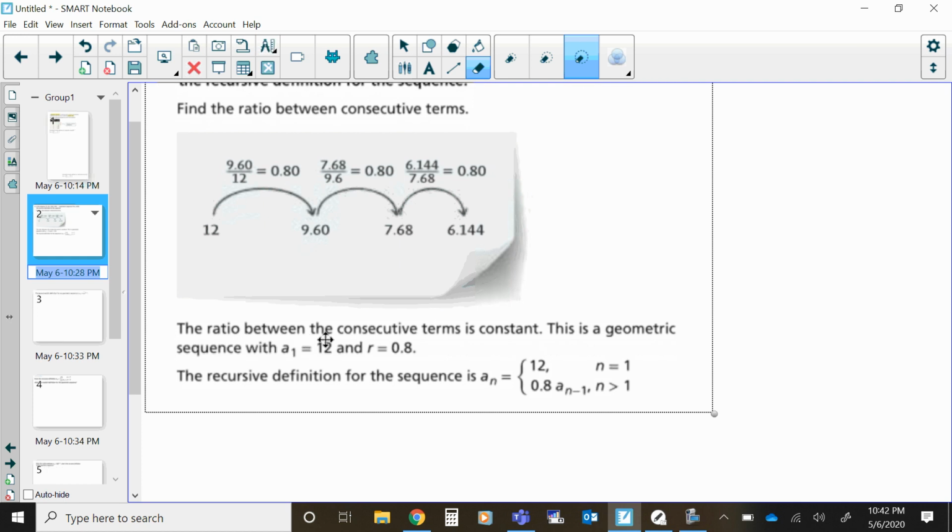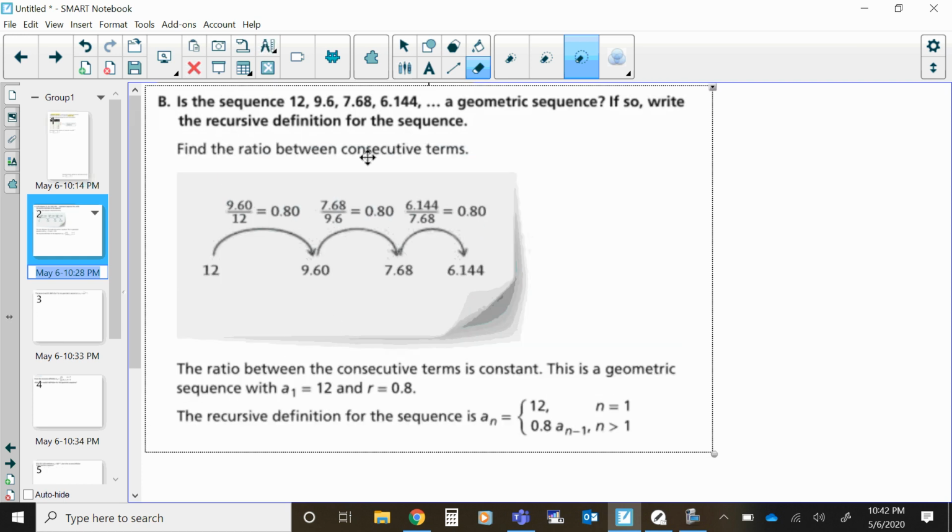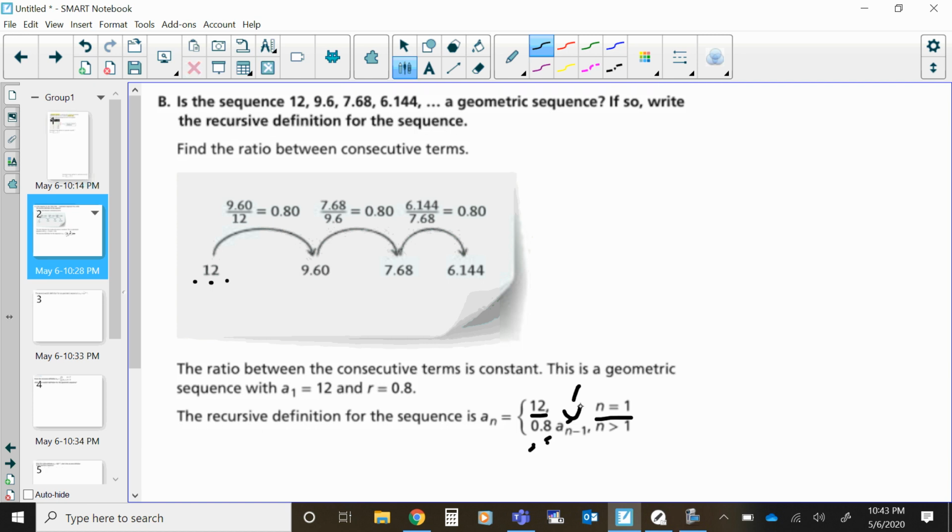Then some of the other questions they ask: find the ratio. The ratio would be that 0.8, and A1 would be 12. So your first term would be this. This is how you would write the recursive definition. It would be A1 equals 12, which means 12 is the first term. That's why n is 1. And 0.8 was our common ratio, and you would always multiply it by the one in front of it. That's a recursive.